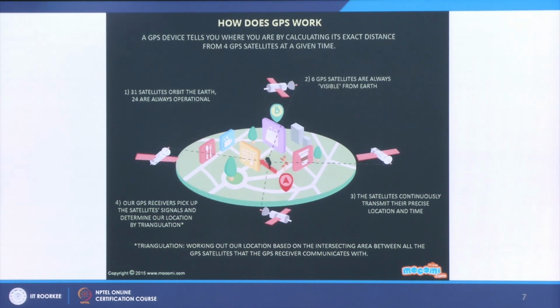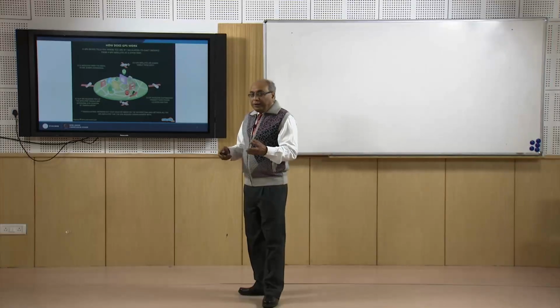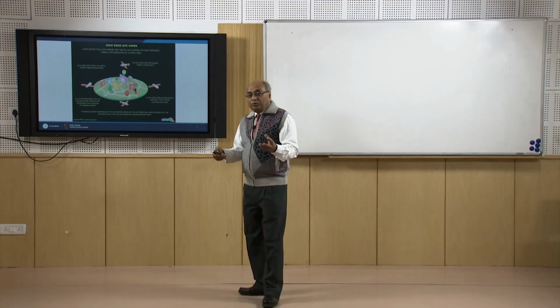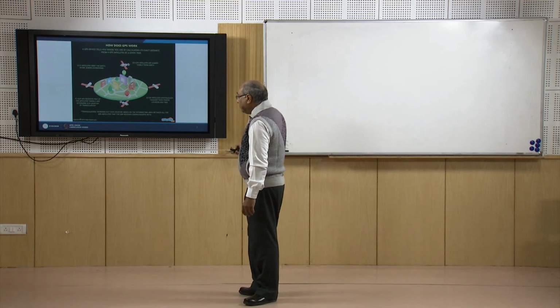These figures keep changing because there are some spare satellites. In the case of the US GPS, the American navigation system, which we call GPS, the minimum constellation is 24 satellites in 6 orbital planes. So at a time, if you are in an open area, you should be able to get signals from at least 6 to 8 satellites.